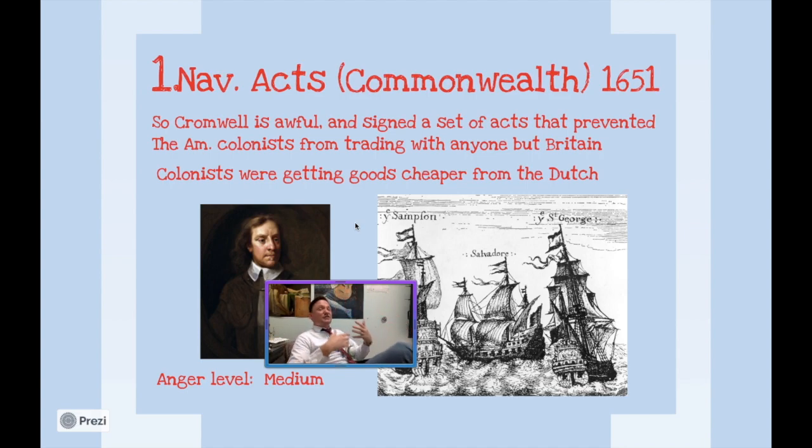So the Navigation Act is going to be probably one of the earliest things that helps lead to the American Revolution, and it started over 100 years before the Revolution ever breaks out, in 1651. The biggest reason we talk about the Navigation Act is that it serves as an example of mercantilistic colonialist policy in Great Britain during the 1600s and 1700s, and how that's going to lead to anger and resentment from the colonists against the British, because a lot of these Americans are like, why am I forced to buy your stuff if the Dutch will give it to me for significantly cheaper, right?